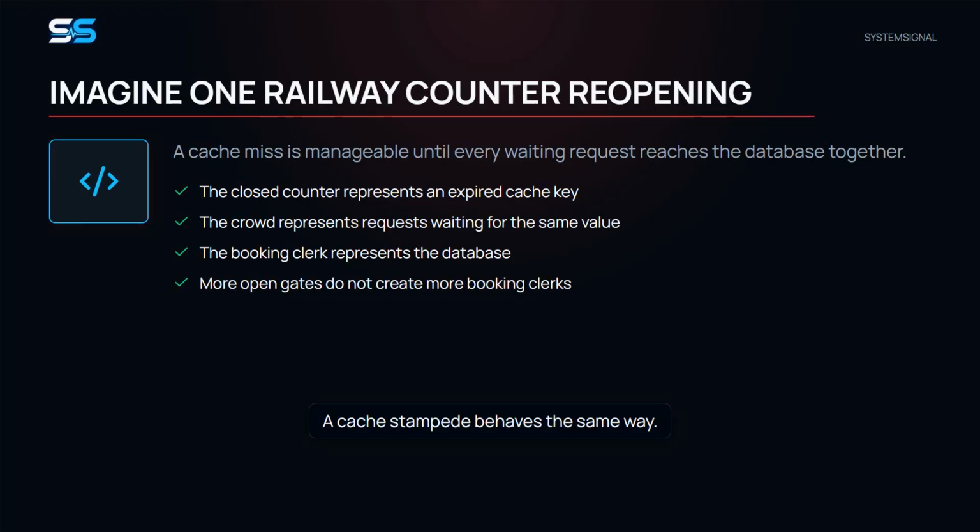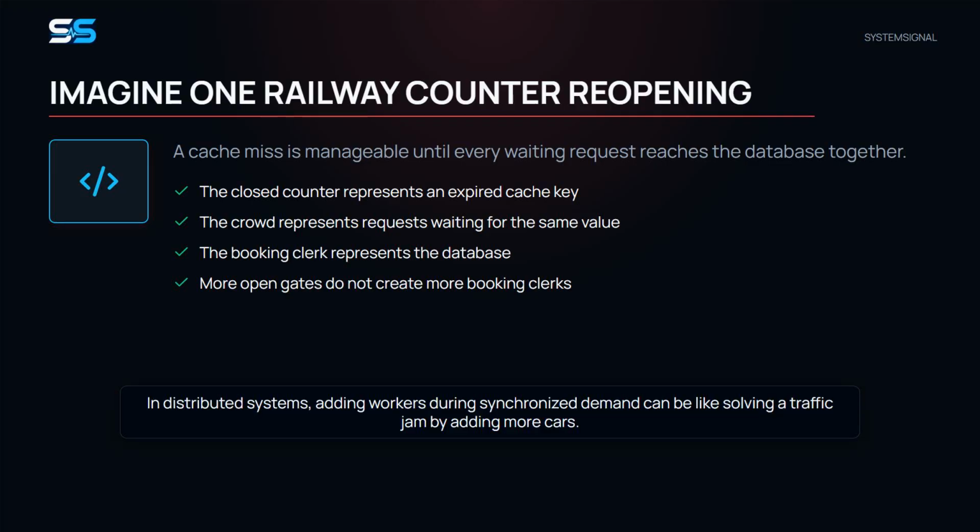A cache stampede behaves the same way. The expired key is the closed counter. Application instances are the gates. The database is the single clerk receiving thousands of identical questions. Opening more application gates does not help. It simply delivers the crowd faster. In distributed systems, adding workers during synchronized demand can be like solving a traffic jam by adding more cars.